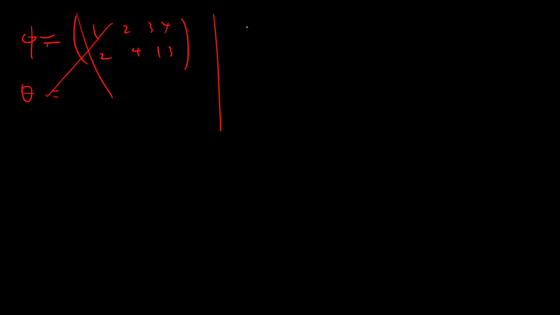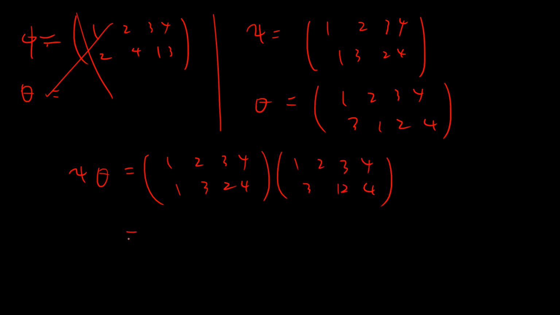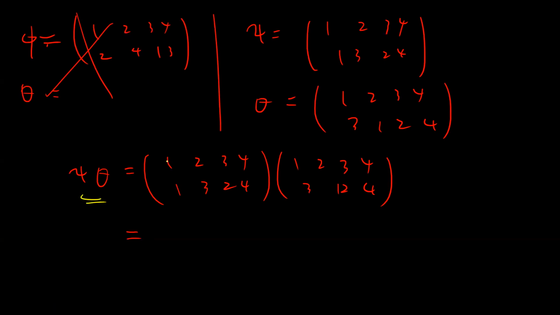Okay. So exercise, for example, if psi is 1, 2, 3, 4 over 1, 3, 2, 4, and our theta is 1, 2, 3, 4 over 3, 1, 2, 4, and then we want to compute psi theta. Okay, so this calculation usually has two conventions. So one is from left to right. So I usually use it.